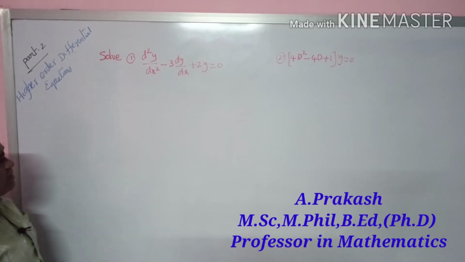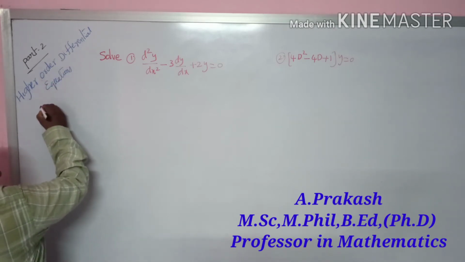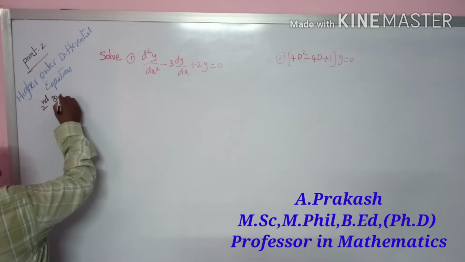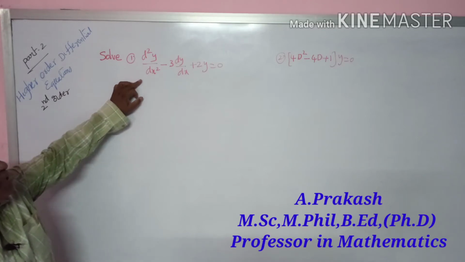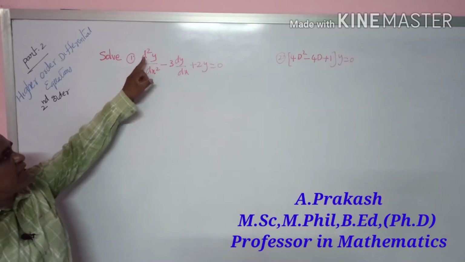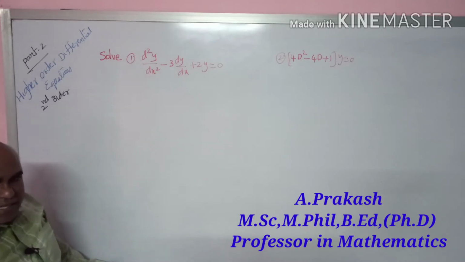Okay, in this topic, I will consider higher order differential equations of second order. What is meant by second order? The equation is d square y by dx square minus 3 into dy by dx plus 2y. The highest order is 2. Here we consider only second order equations.